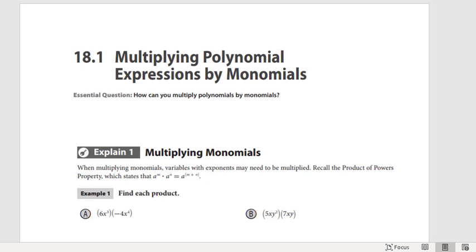All right, today we're going to look at section 18.1, which is multiplying polynomial expressions by monomials. So the idea behind this is we're going to multiply two things together that have exponents, and we're going to have to apply some of those exponent rules that we've looked at before.